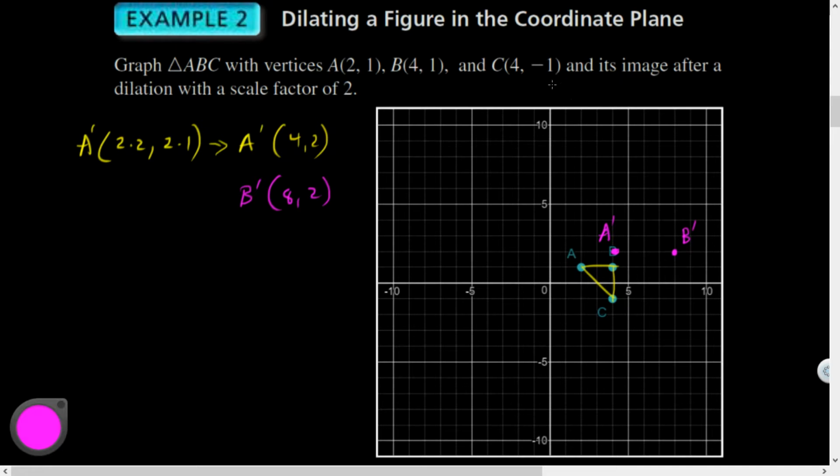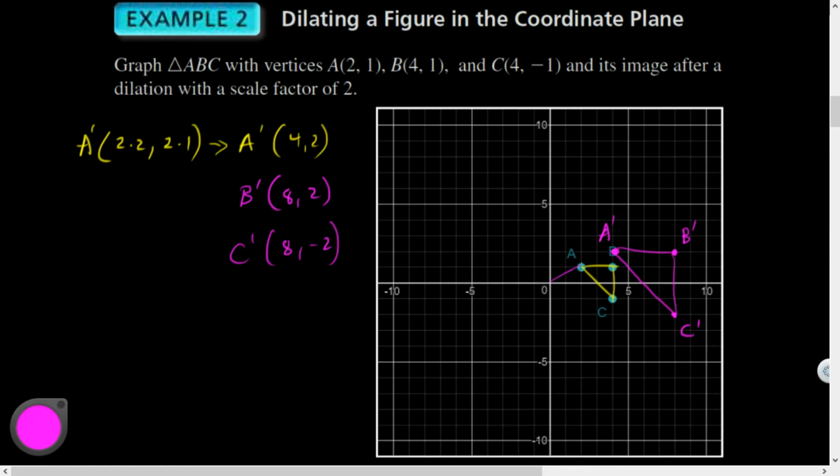And C prime is going to be double the coordinates of point C. So 2 times 4 is 8, and 2 times -1 is -2. And it actually will automatically kind of take care of this all for me. So over 8, down 2. And I'm left with this wonderful triangle like so. There's C prime right there. So they just asked me to graph it. The scale factor was 2.